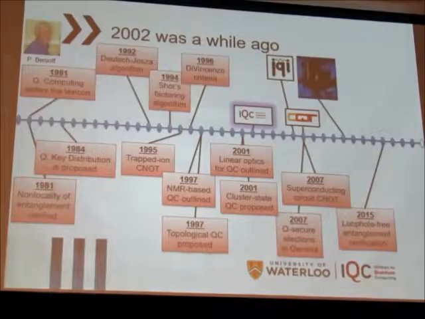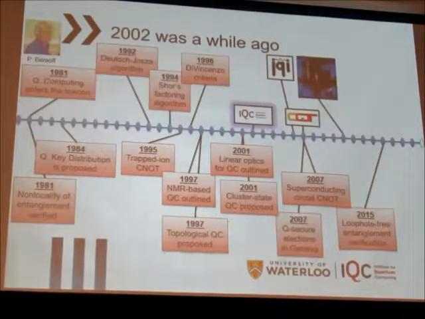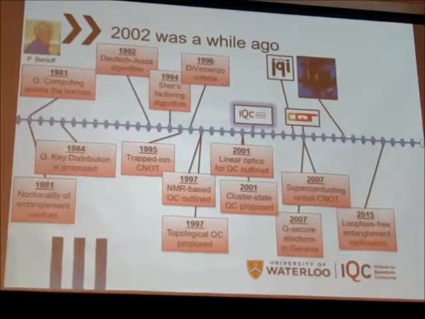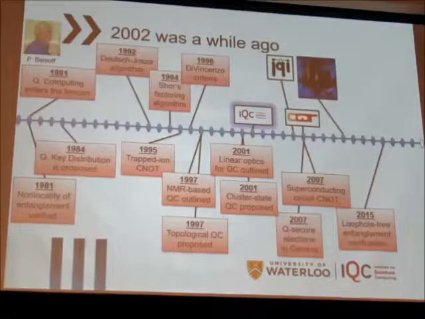But the bigger things that seem to show up in the news are things like, for example, in 2011, D-Wave sells the first commercial quantum computer, and people are still arguing to this day about what exactly it is. That's one thing that got the news.